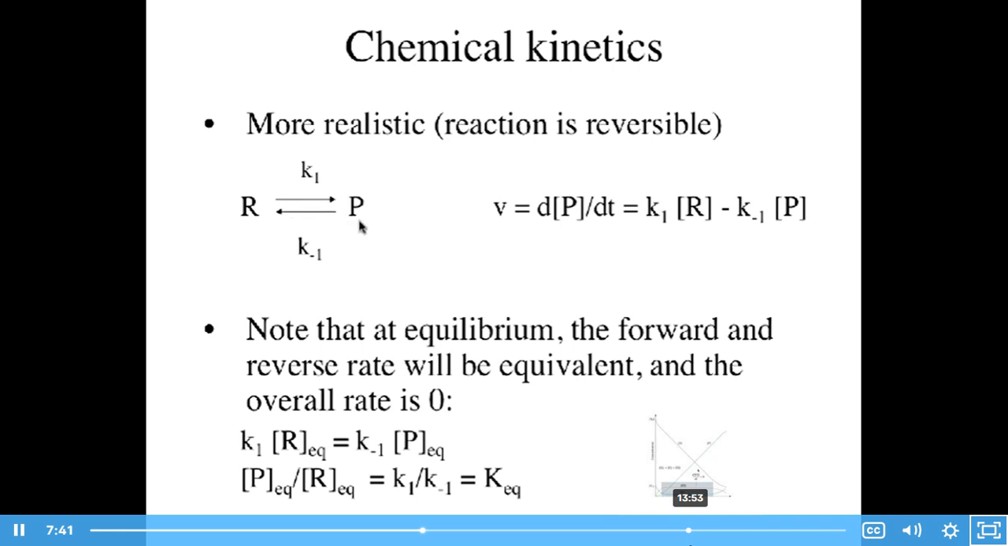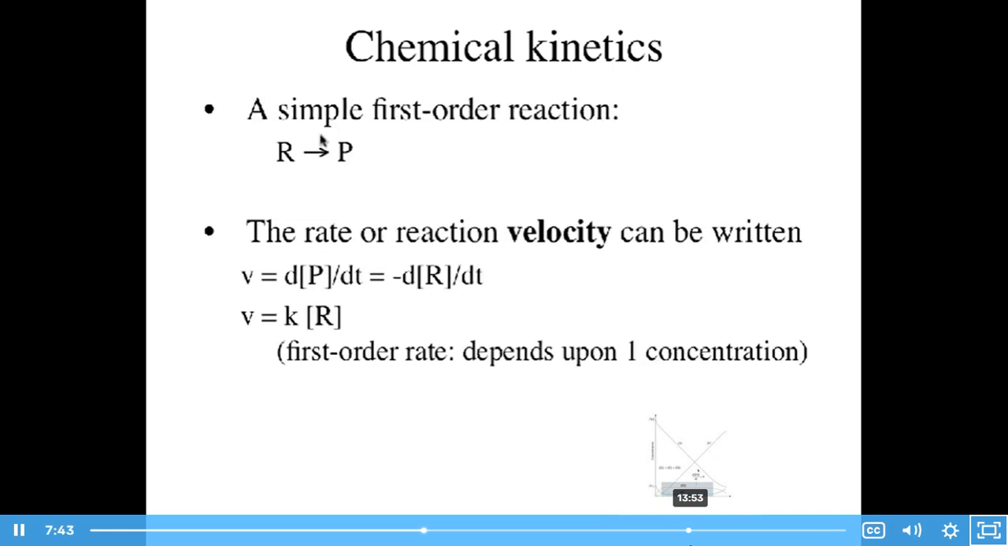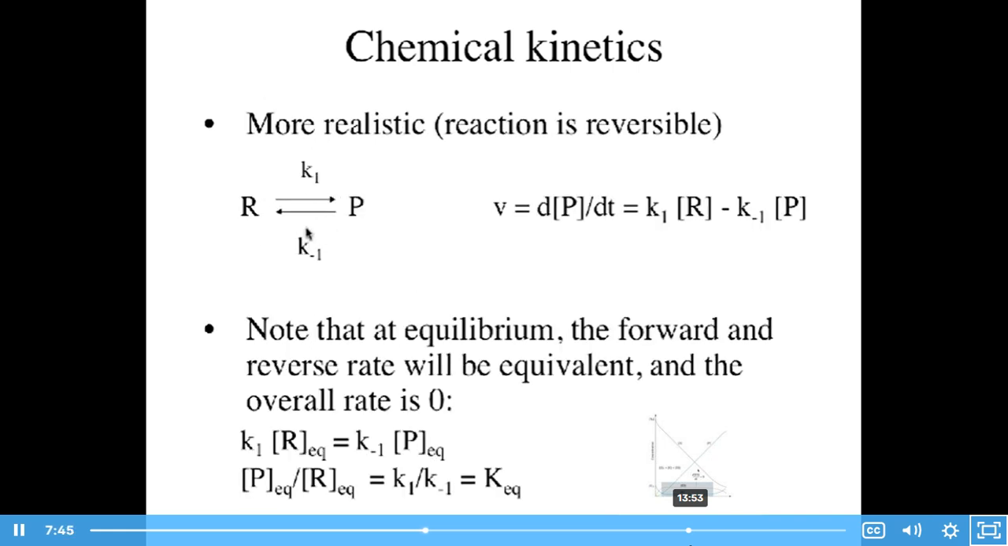So more realistically, of course, we don't just have one rate. We have a forward rate and a reverse rate. So usually k1 and k minus 1. So the velocity of the reaction, the rate, is going to be dP over dt, which is going to be k1 times reactant concentration minus k minus 1 times product concentration.